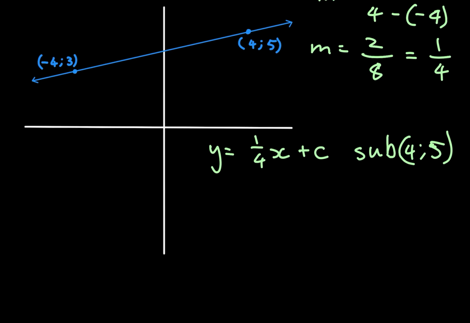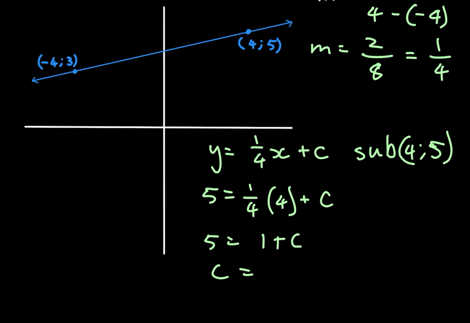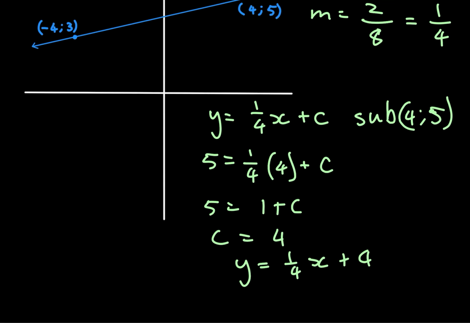Okay, so we have 5 is equal to 1 over 4 times 4 plus c. So 5 is equal to 1 plus c. So c is equal to 5 minus 1, which is 4. And there we have the equation of the straight line: y is equal to 1 over 4x plus 4.